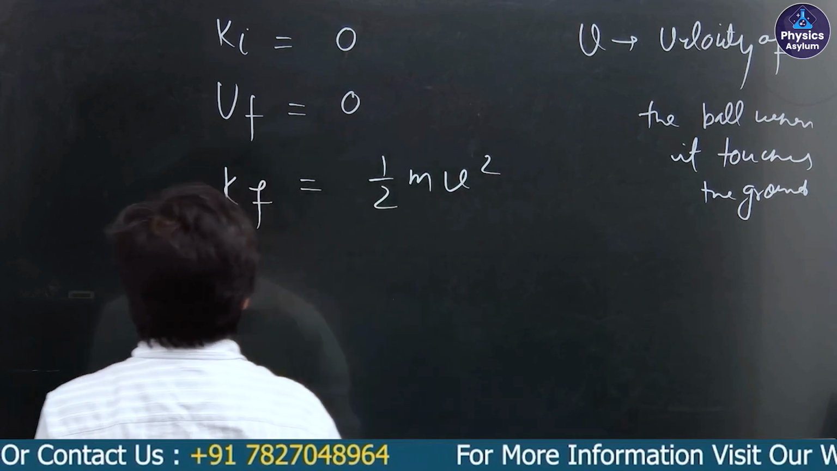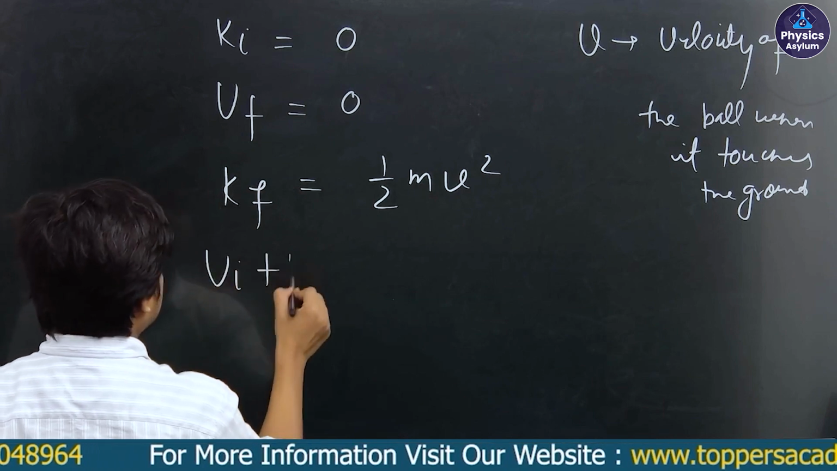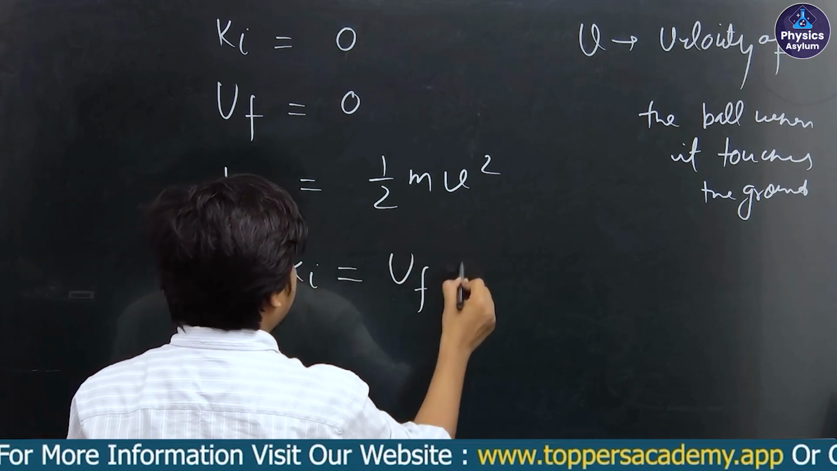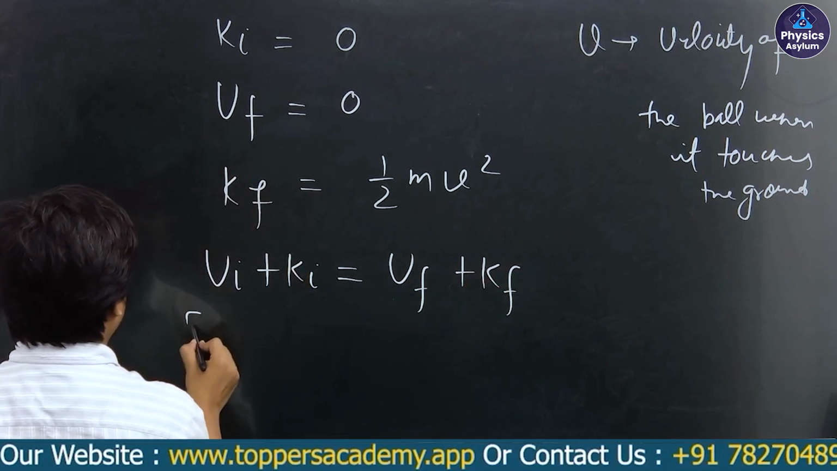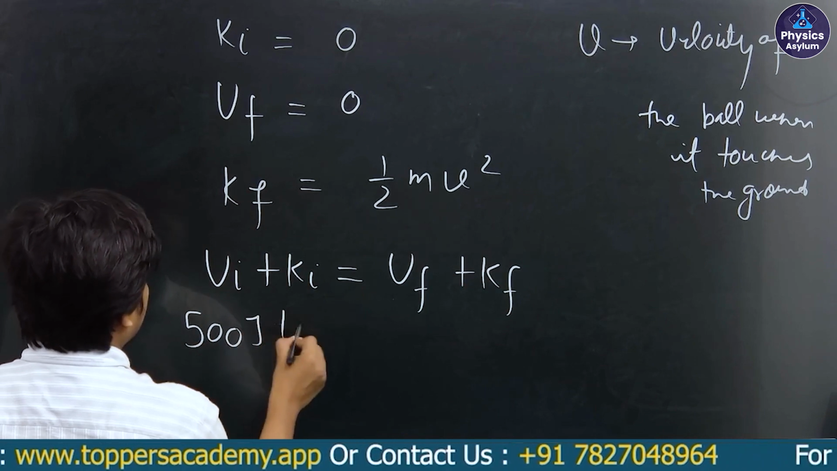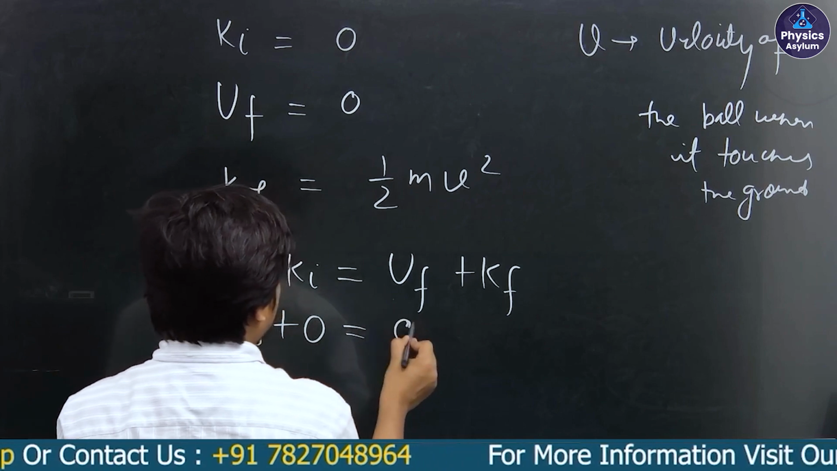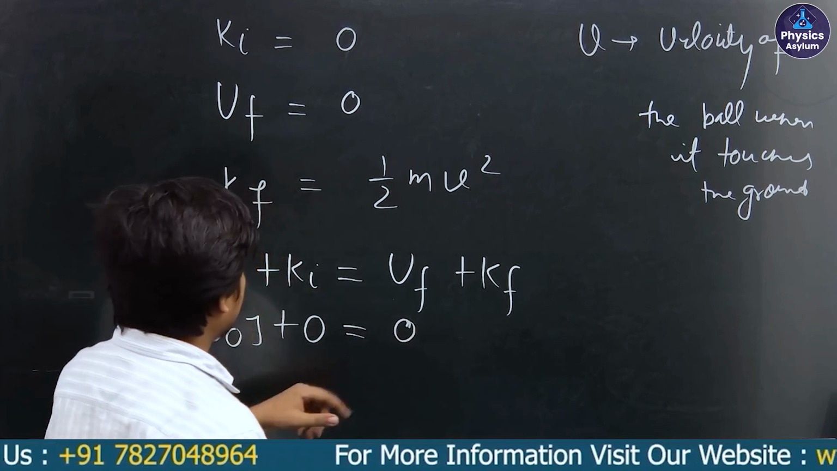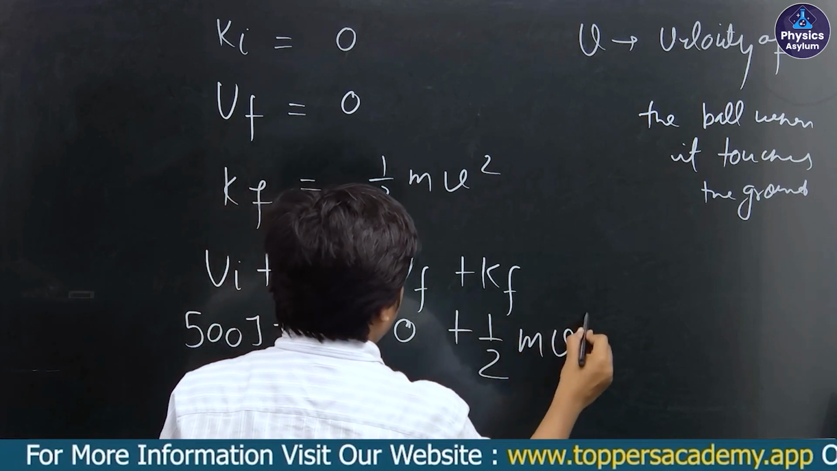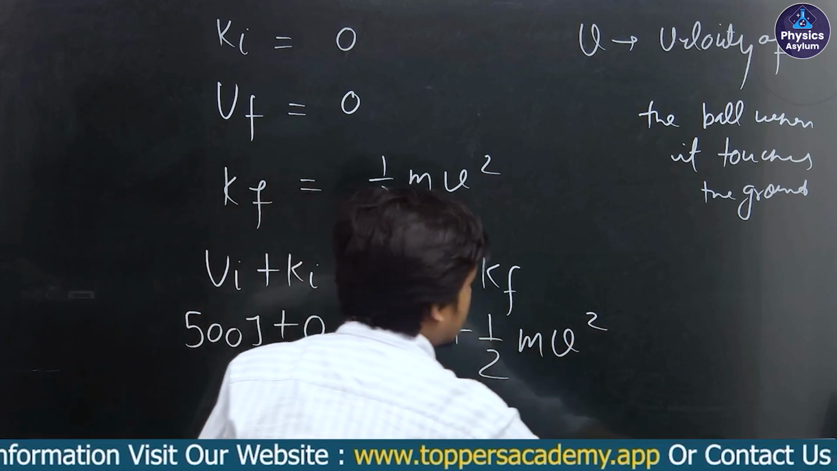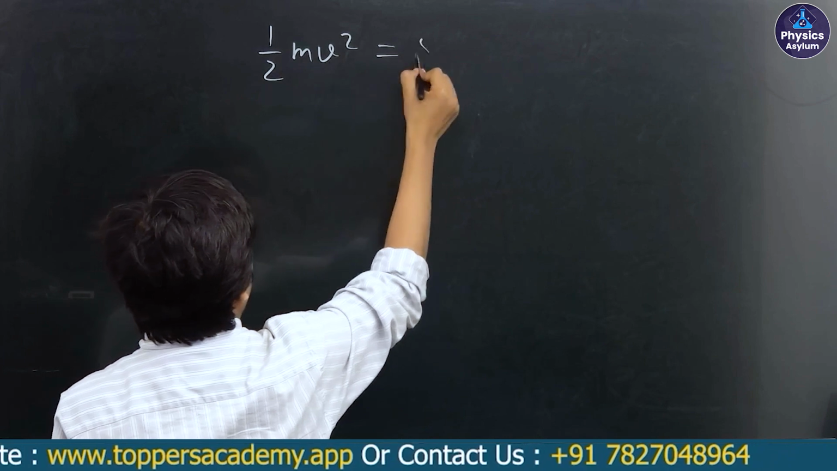Now using the conservation of mechanical energy principle, I can write that Ui plus Ki will be equal to Uf plus Kf. What is Ui? We have calculated Ui, that is 500 joule. Initial kinetic energy is 0. Final potential energy, that is the potential energy at the ground level, is also 0. And the kinetic energy at the ground is 1 by 2 mv square when it touches the ground. So again we are getting that 1 by 2 mv square will be equal to 500.